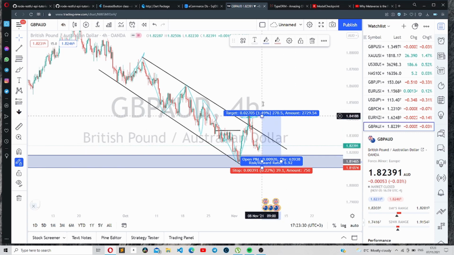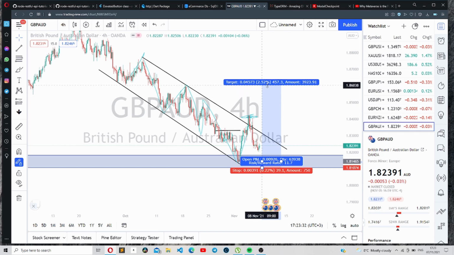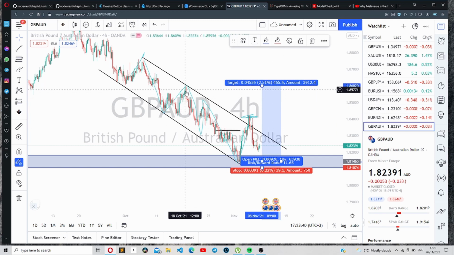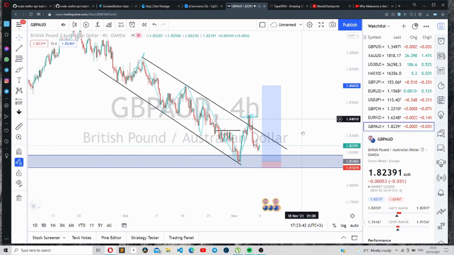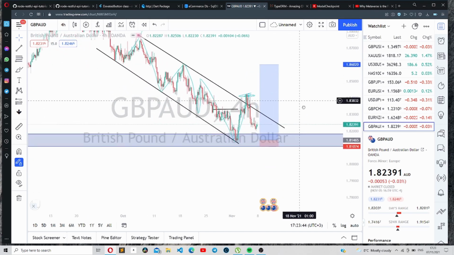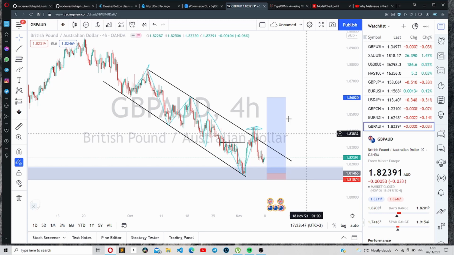The next take profit will be this region here, 475 pips. We'll be aiming for this previous lower high at the top there. That's what we are looking for on GBP AUD.